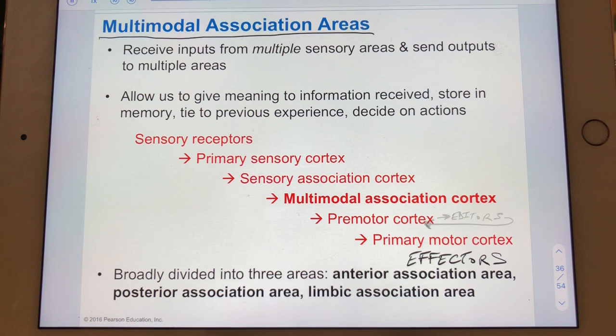We know that for every type of sensation, we have a specialized neighborhood of the cerebral cortex that specializes, I just said specialized three times, in that particular flavor, if you will, of sensation. We have a primary visual cortex. We have a primary somatosensory cortex. We have a primary olfactory cortex, so on and so forth. We know that from there, that information will be relayed to the matching association cortex.